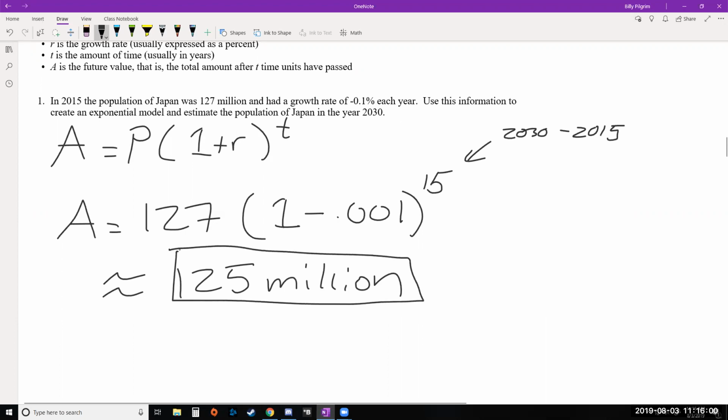Okay, so it was 127 million in 2015. 15 years later, if this growth rate stays the same, it's going to decrease to 125 million according to our data. Okay, so a pretty straightforward application of this exponential growth equation. Often, finding A is the easiest case, right? Because you have P, R, and T, you plug it all in. You don't have to do any algebra at all. It's basically just calculator work.